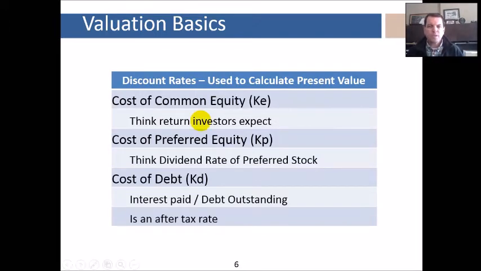So continuing on with some valuation basics, a company is composed of equity and debt. Debt is the money that's borrowed from the banks. Equity is the money that's raised in the stock market. And it's important for us to know the discount rates or the rates or costs of these different components. So the cost of common equity, think the return that you would expect on a stock that you invest in. Preferred equity, think of it as the dividend rate in percentage. Debt, interest paid divided by the debt outstanding.